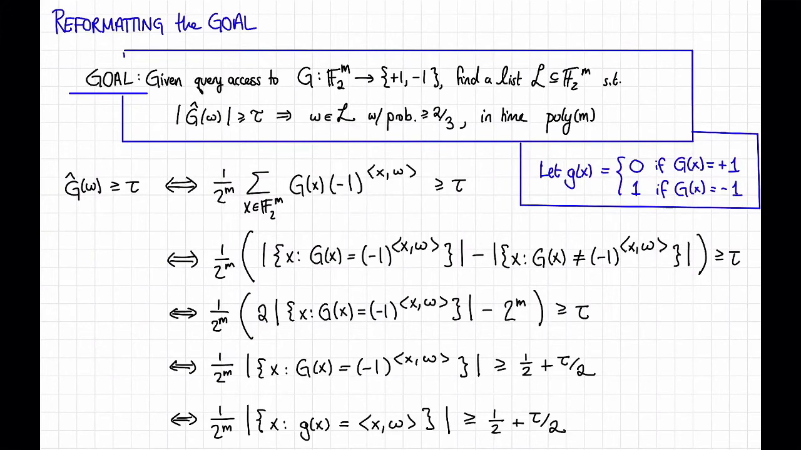Basically, this is saying that our goal is to find all of the omegas so that the agreement between the vector of evaluations, the inner product of x and omega, and some function g, let's call it a received word g, is large, a little bit bigger than a half. AKA, we want to find all of the omegas so that if I were to think of the vector of all of those inner products, its distance from g is not too big. That sounds a little bit like list decoding, and if you remember from the previous video, it sounds a little bit like list decoding the Hadamard code.